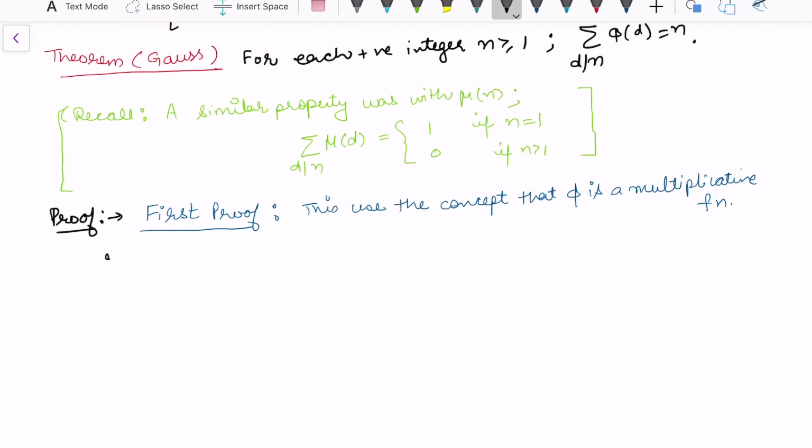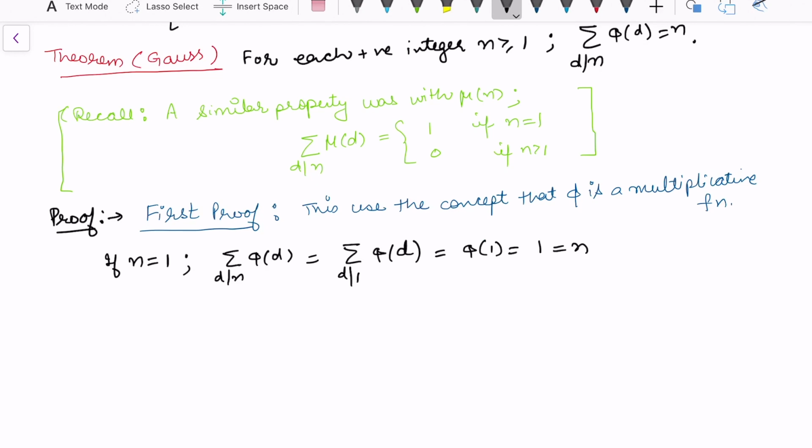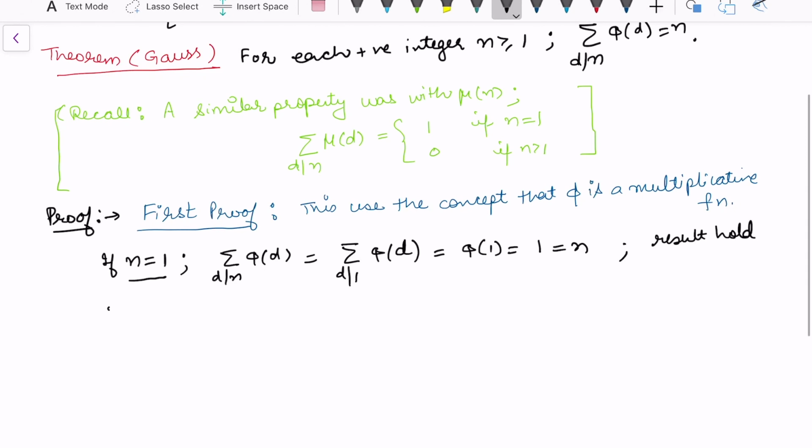Now we are proving this case for n equal to 1. If n is equal to 1, then the summation over d dividing n of phi d simply turns out to be the summation over d dividing 1 of phi of d. Here 1 has only one positive divisor, that means the summation runs over 1, and phi of 1 is 1 by definition, which is equal to 1, because we have considered the case n equal to 1. So the result holds for this case. Now we consider the case when n is strictly greater than 1.